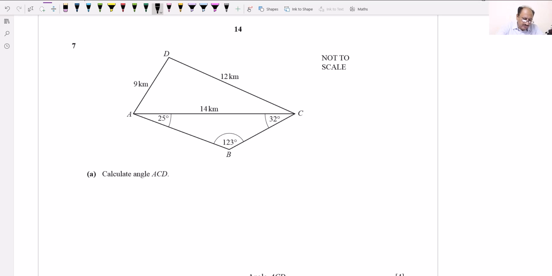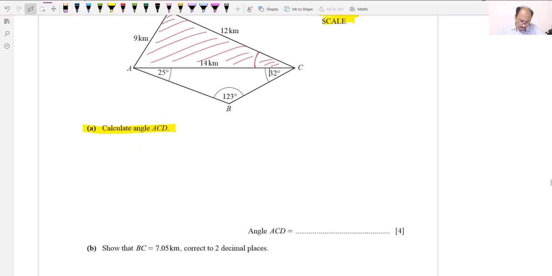Now question number 7. Question number 7 says the diagram is not to scale, and calculate the angle ACD. ACD is this angle which we need to calculate. Now we can consider this triangle, and in this triangle we have all three sides, and when we have all three sides we can apply the cosine rule.